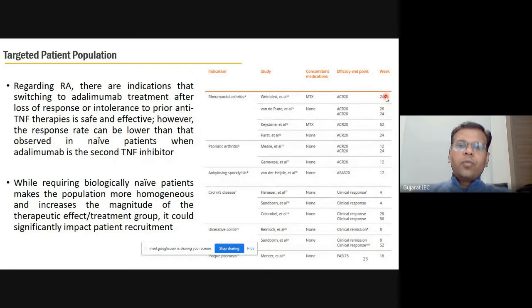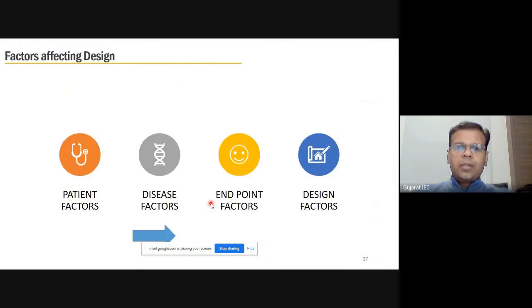Like, say, one of them is 24 weeks. In ankylosing spondylitis, it's just 12 weeks, and Crohn's disease is as low as 4 weeks. Because it's proven that if you're going for Crohn's disease, you'll be able to see the effect within 4 weeks of time. But in case of rheumatoid arthritis, it takes a long period, maybe up to 52 weeks, to get a fair idea about the effect of the drug. So these factors would typically help you in characterizing your design for the particular study.